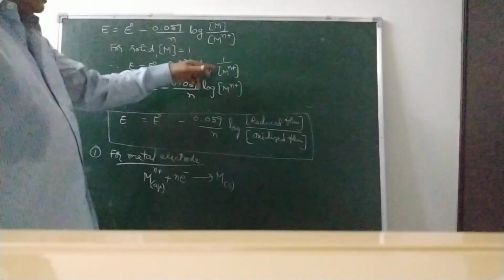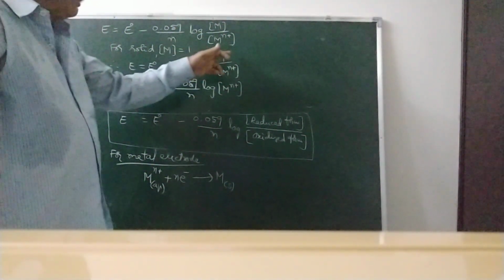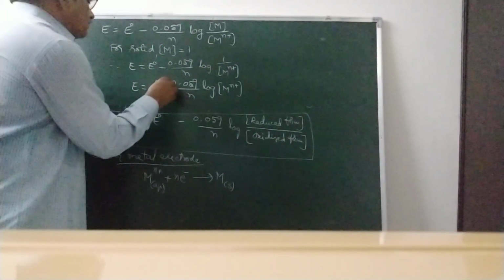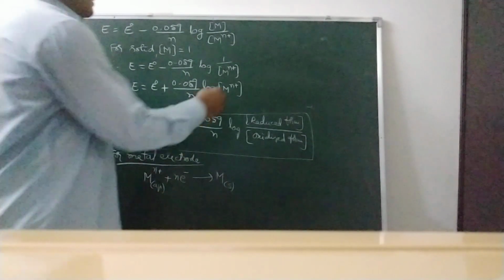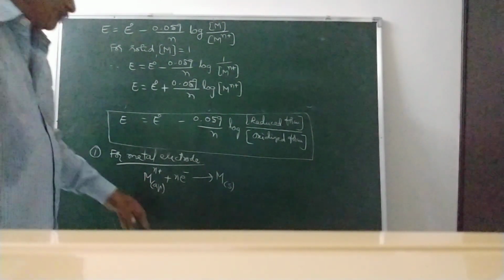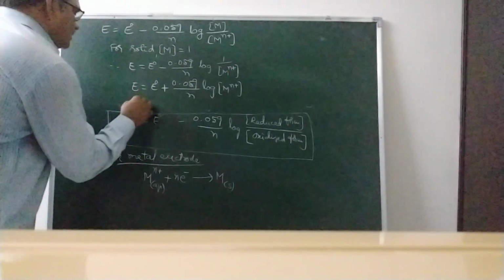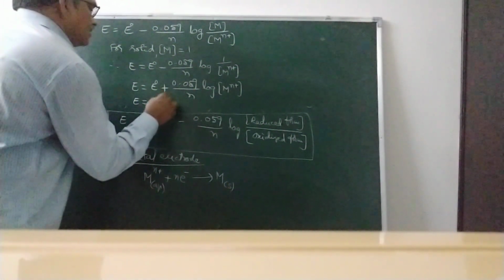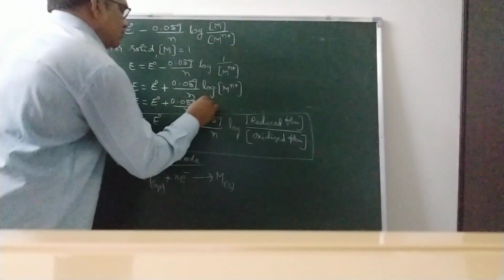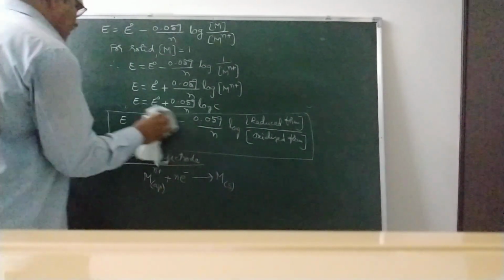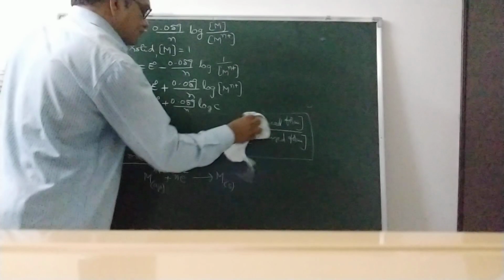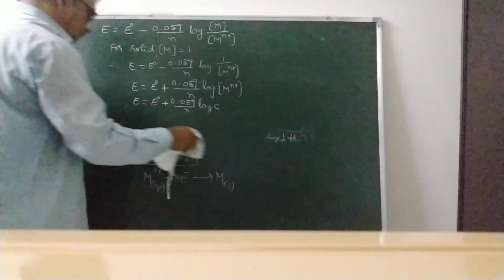Minus of minus becomes plus. Or E is equal to, what is Mn+? Concentration of M, we can write it as C. E is equal to E naught plus 0.059 by n into log C. So this is the Nernst equation for a metal electrode.